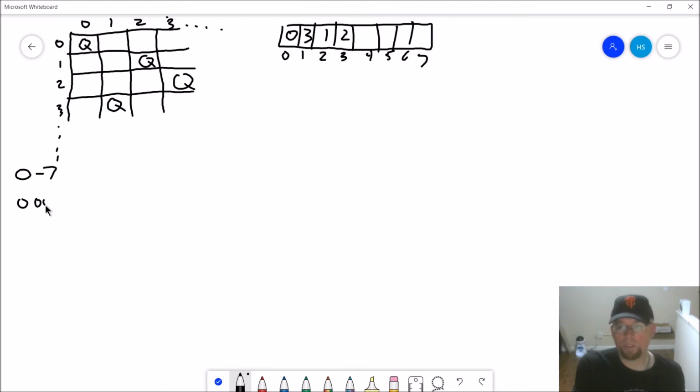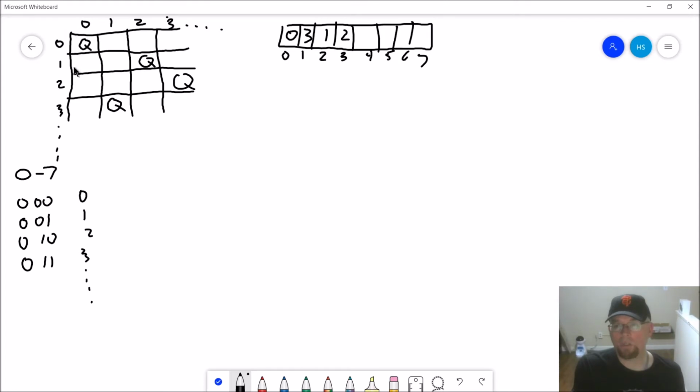Well, 0, 0, 0 is 0. You need 3 bits. 0, 0, 1 is 1. 0, 1, 0 is 2, 0, 1, 1 is 3, and so on. Okay, so you need that to represent where the queen could be in each possible row, right?